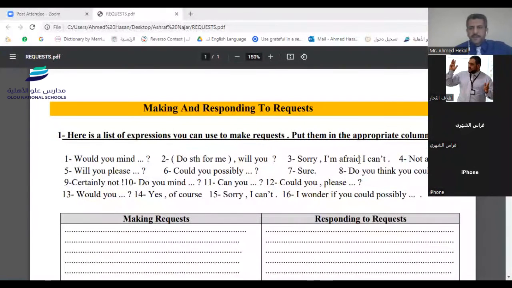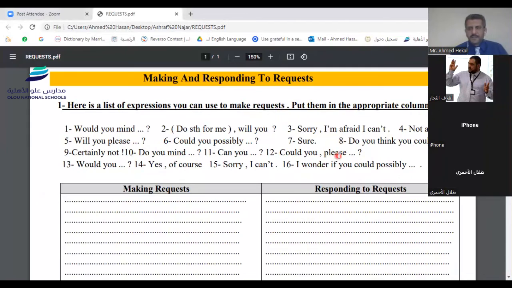Now let's get to our lesson again. It's for requesting and responding to requests. Here in this file, you have a list of expressions you can use to make requests. Put them in the appropriate column. I mean here that we have a list from 1 to 16, and you have to divide these expressions.